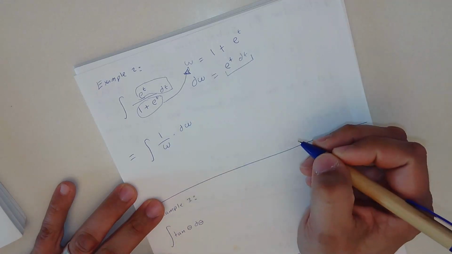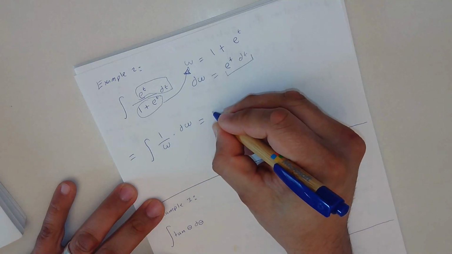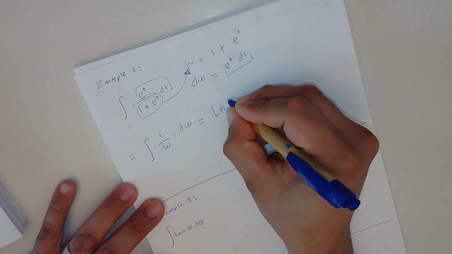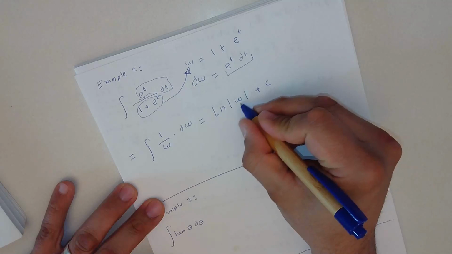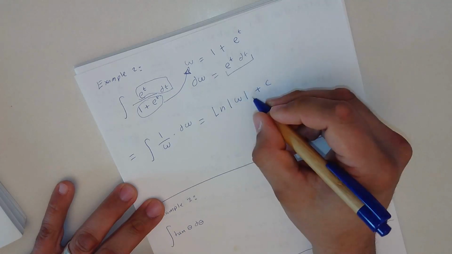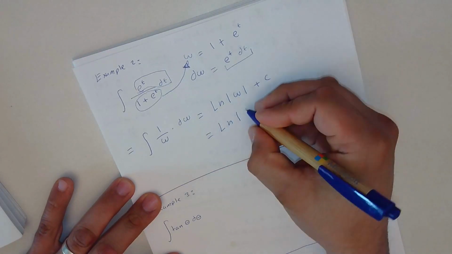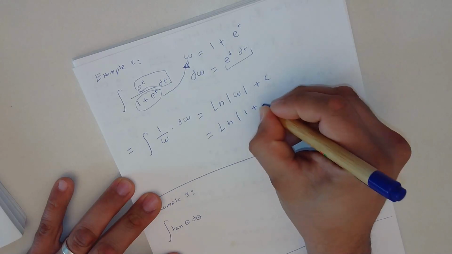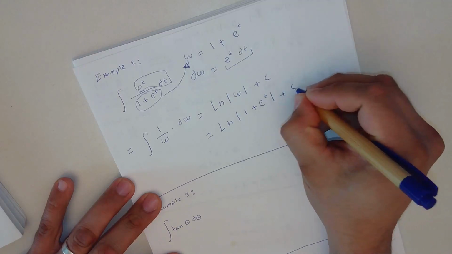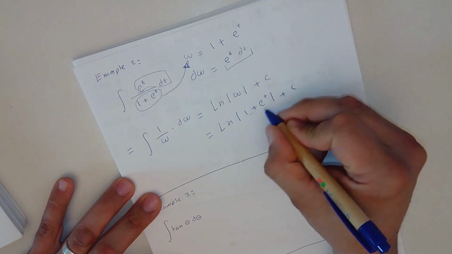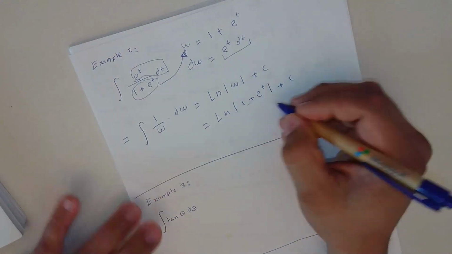And what is this? This is the natural logarithm of w plus C. And okay, w we can still substitute back by the initial expression. So we will have the natural logarithm of 1 plus e to the t, plus C. And this will always be positive, so we can remove the absolute value if we want.